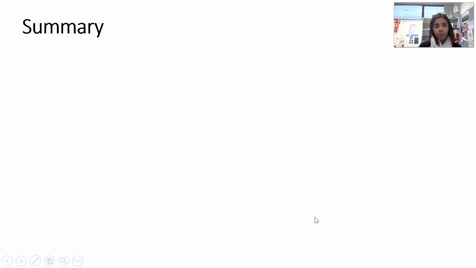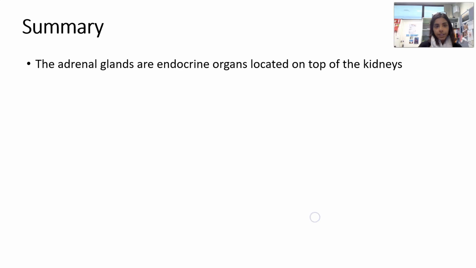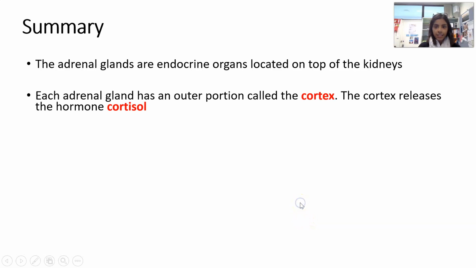Okay guys, now a little summary of what we've learned so far. We know that we have the adrenal glands, which are endocrine organs, and they are located on top of the kidneys. The outside crust or outer portion of the adrenal gland is called the cortex. And the cortex releases a hormone called cortisol.